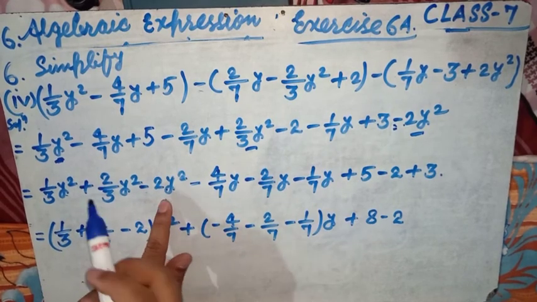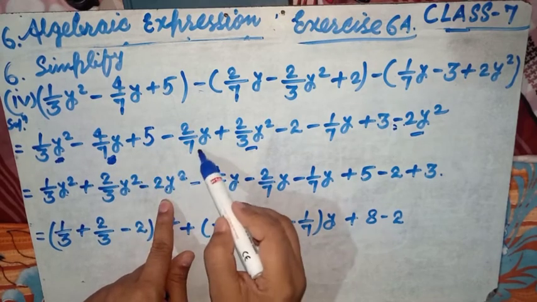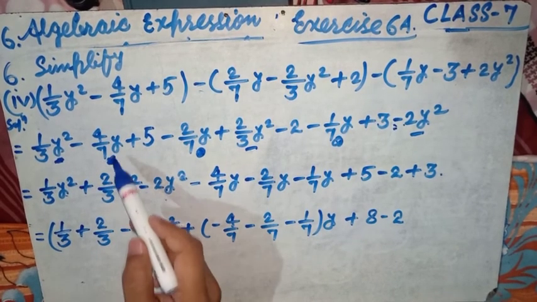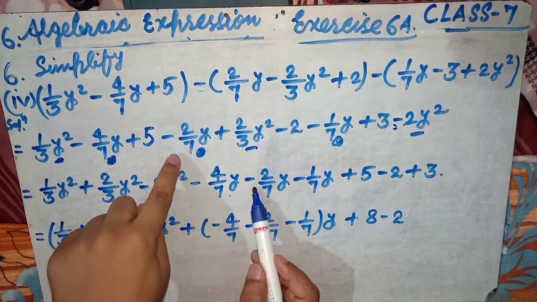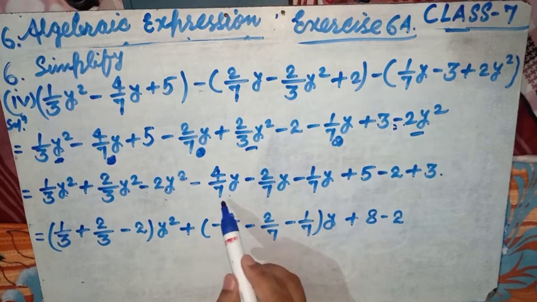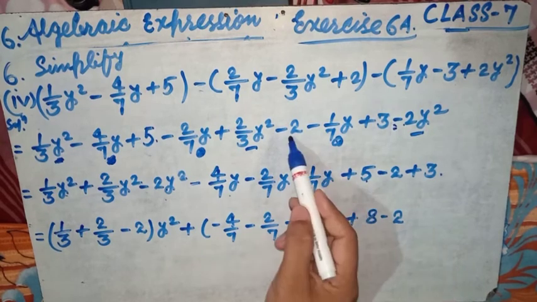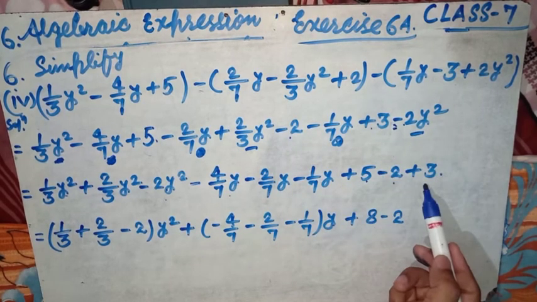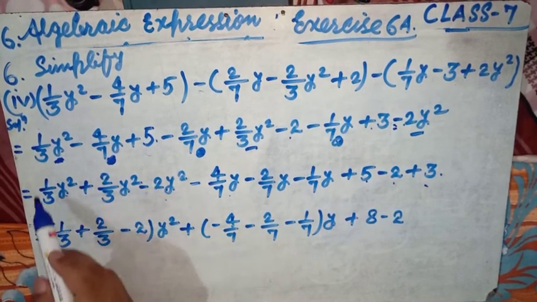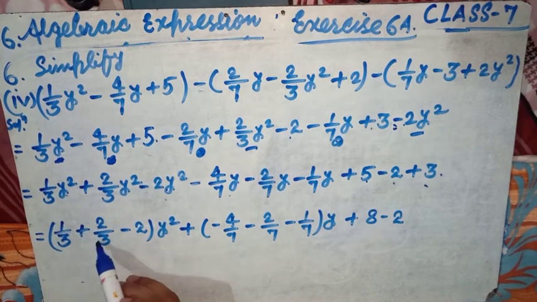Now see, for the y terms: here is a y term, minus 4, here is a y term, and a y term is here. Now bring all these three terms together, meaning minus 4 by 7y, minus 2 by 7y, and minus 1 by 7y. Now bring the constant terms together: plus 5 is here, minus 2 is here, plus 3 is here. Now y square is common, so bring it outside, as it is: 1 by 3 plus 2 by 3 minus 2.